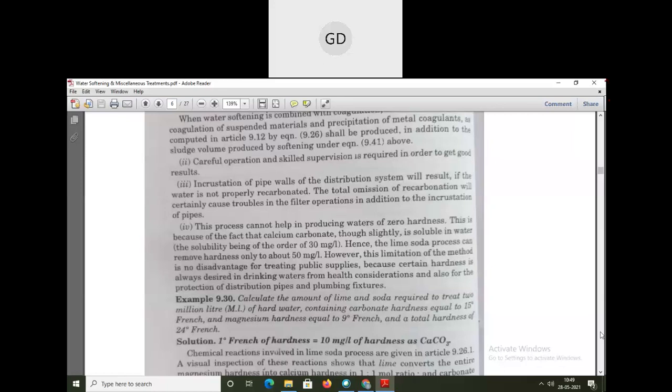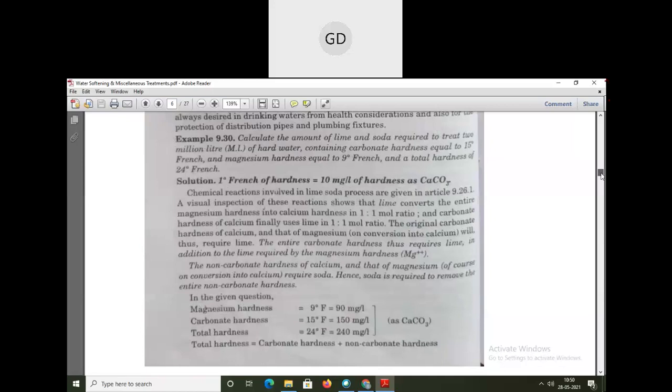And this lime soda process cannot produce waters of zero hardness. That means though you are using the lime soda process for removing the permanent hardness, you cannot expect zero hardness from the water after using this process. So that is one disadvantage you can say. So this is the lime soda process.